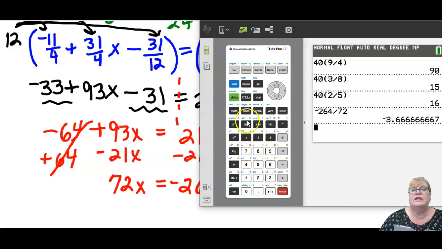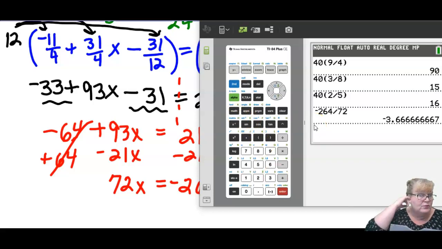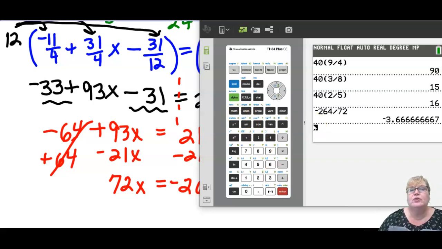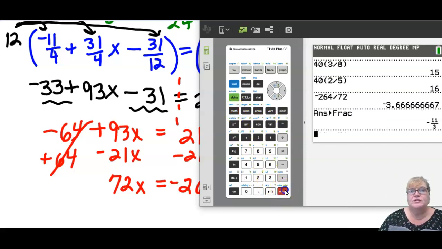It comes out real ugly. You could write that down, but that's not an exact answer. It's going to ask for an improper fraction if you have this on your homework. So I would like you to practice doing the math enter, and write down negative 11/3.